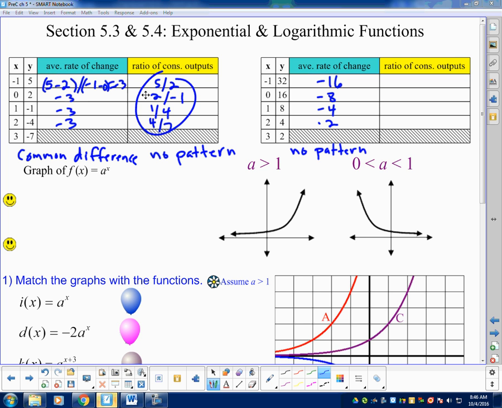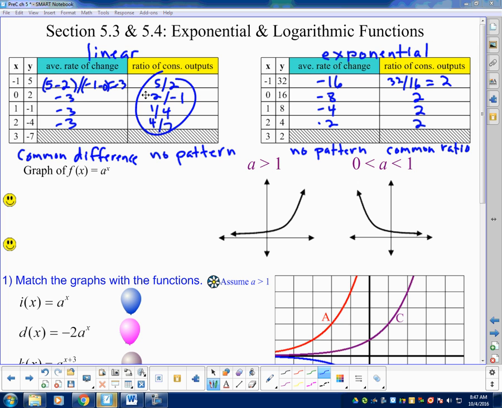But when I look at the ratio of consecutive outputs, 32 over 16 equals 2. 16 over 8 equals 2. 8 over 4 equals 2. 4 over 2 equals 2. So this is a common ratio. And that's the difference between a linear function, the first chart, and an exponential function. A linear has a common average rate of change, an exponential has a common ratio of consecutive outputs. Okay, that's the difference.